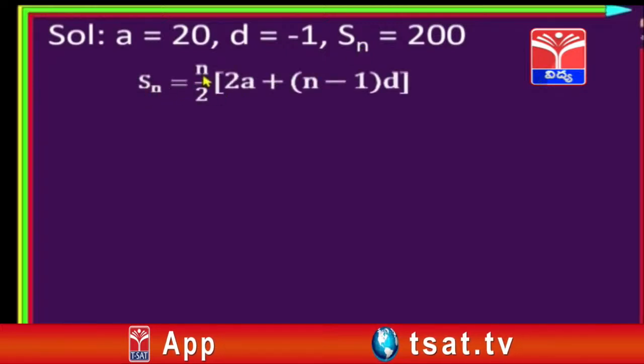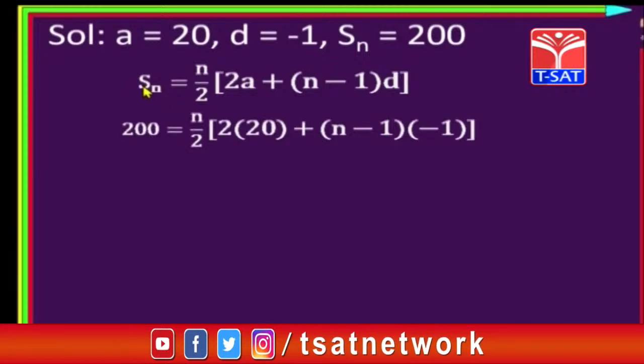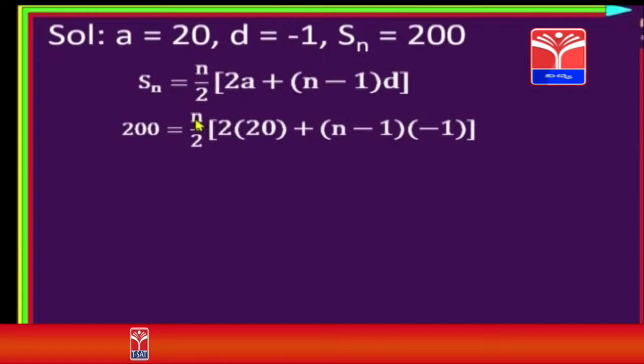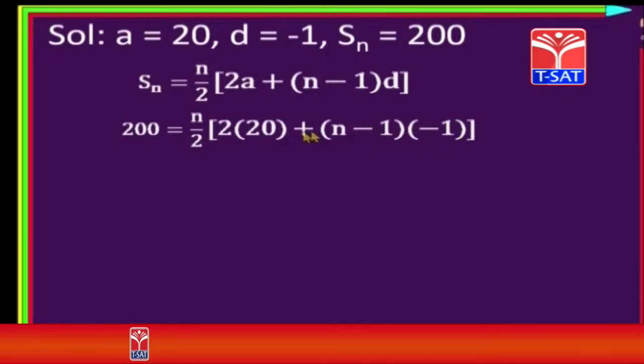So Sn is equal to n by 2 into 2a plus n minus 1 into d. Now replace the known values in this formula. We know Sn is equal to 200, and we have to find the value of n, right? So n by 2 into 2 into, what is the value of a? 20, plus n minus 1, we don't know the value of n, so keep it like that only, n minus 1 into, what is the value of d? That is minus 1. So these brackets are very important.